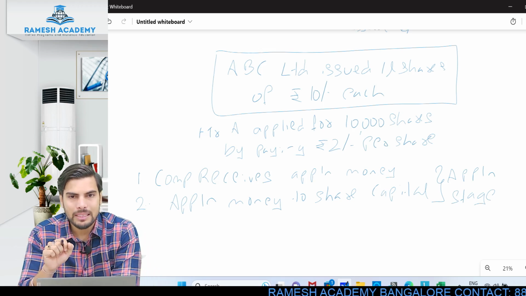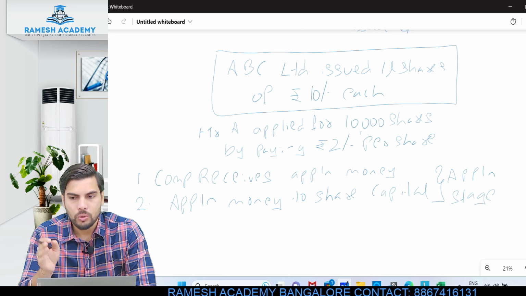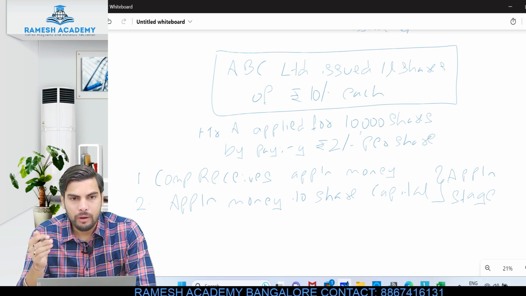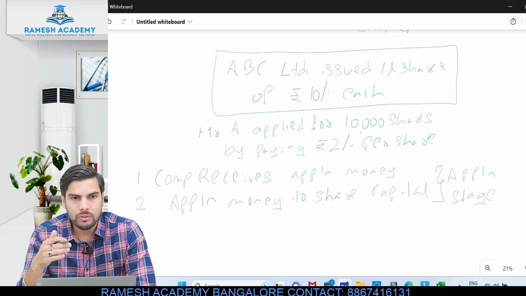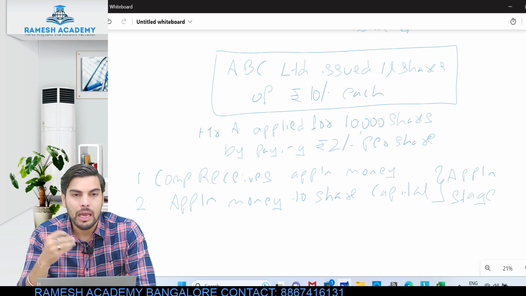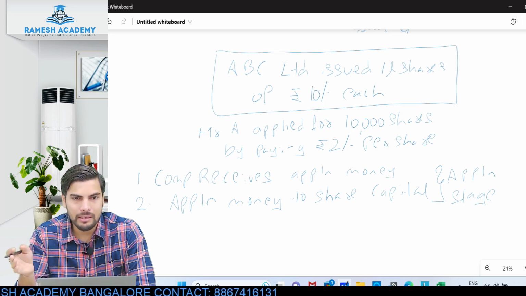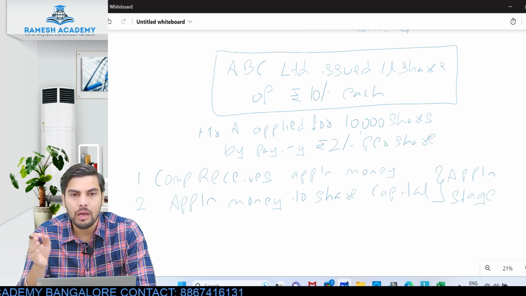Then what happens next? We have two more stages, right? Allotment stage and call money stage. From the second stage onwards, the company has a clear picture. Initially the company won't have a clear picture. If the company is issuing 10,000 shares, the company never knows whether exactly 10,000 shares will be subscribed by the public. Will it be more than that or less than that? The company will not have any knowledge about this.